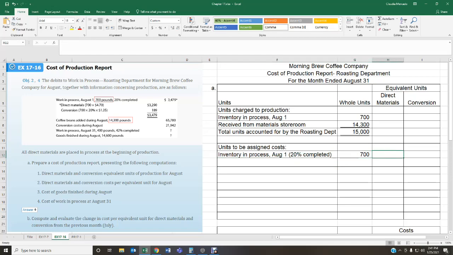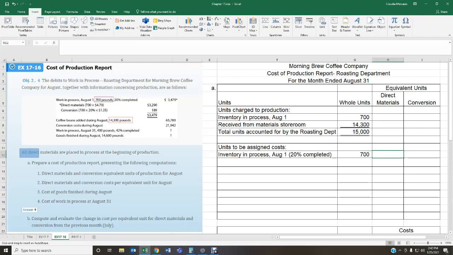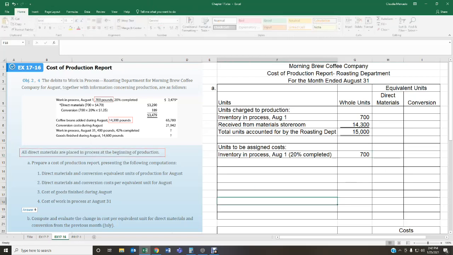Okay. Now, when does the problem say that we need to add the materials? The materials right here. It says all direct materials are placed in process at the beginning of production. When did we start producing these coffee beans? Was it in the month of July or the month of August? The answer is we started producing these coffee beans last month in July.